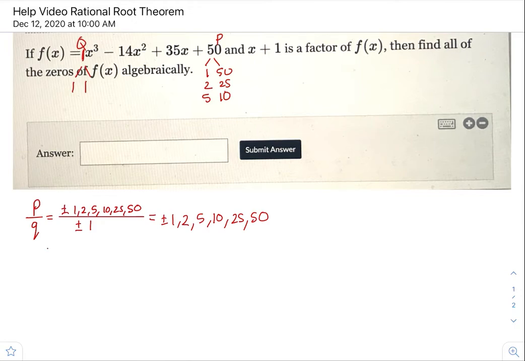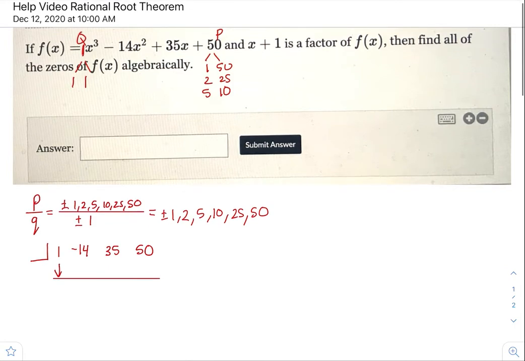So you set up your synthetic division: coefficients 1, negative 14, 35, and 50. There are numerous ways you can find a zero, many ways, but at the very end, we should all be getting the same result, regardless of which zero you find.